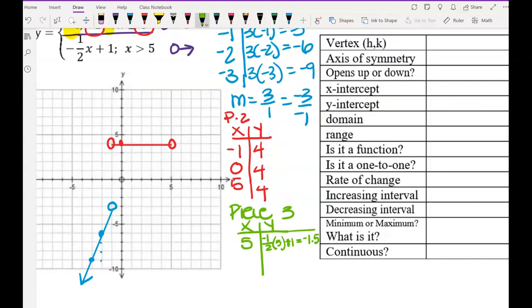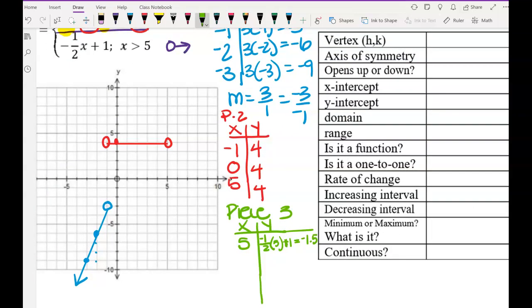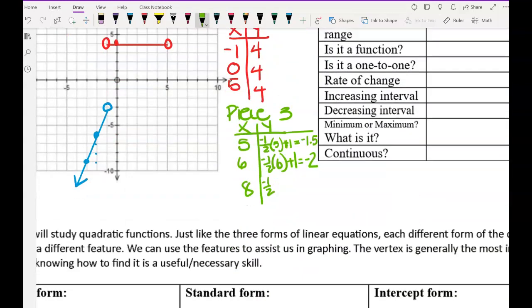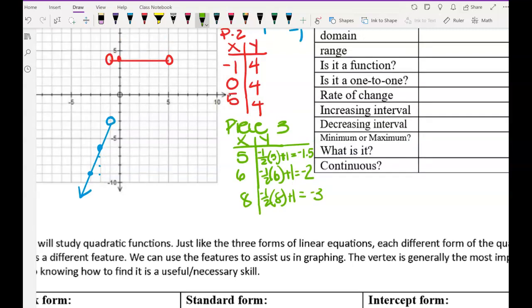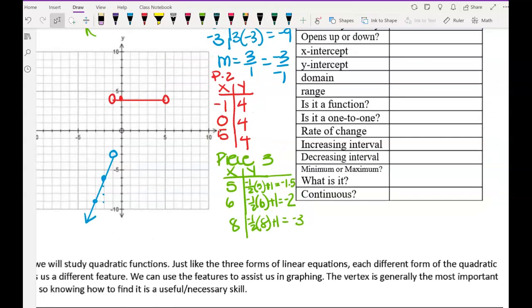Now we do want to pick 2 more values to make it a better straight line. So since the denominator is 2, I would like to pick 6 and 8 because even numbers, when you multiply by half, are really friendly. So negative 1/2 times 6 plus 1. Negative half of 6 is negative 3, plus 1 is negative 2. And then negative 1/2 times 8 plus 1. Again, negative half of 8 is negative 4, plus 1 is negative 3. We can pick more values in theory, but those are good enough to graph.